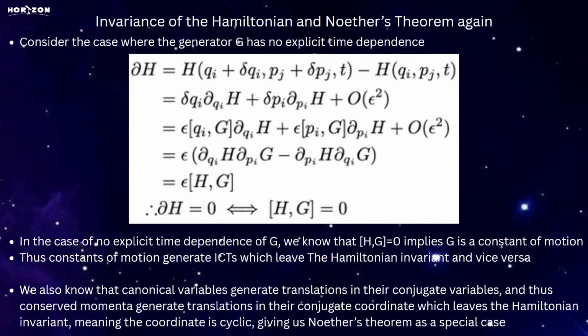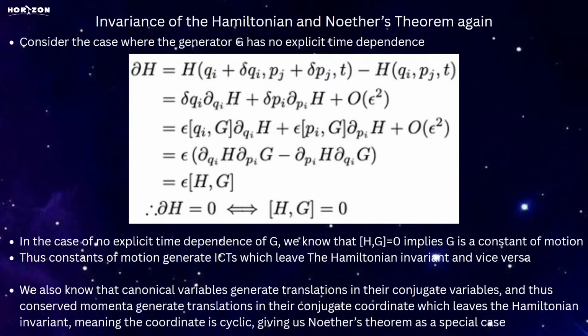This is a surprising result that constants of motion generate ICTs which leave the Hamiltonian invariant. That is what ∂H = 0 means. In the specific case of G being a momentum, being a constant of motion is generating a change in the Hamiltonian, which leaves it actually invariant. It's generating an ICT, which leaves the Hamiltonian invariant.